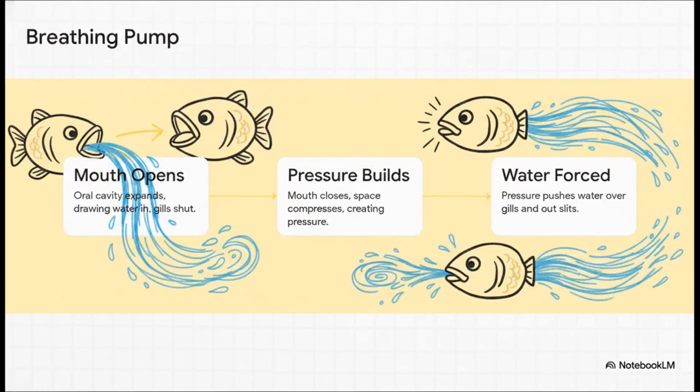Now, to keep this whole process going, the fish has to keep water moving constantly. Most fish use a two-part biological pumping system, the buccal and opercular pumps. Here's how it works. Step 1, the fish opens its mouth and expands its oral cavity, drawing water in while keeping the gill covers shut. Step 2, the mouth closes, the space compresses, and pressure builds up. Step 3, this pressure forces the water directly over the gills and out through the gill slits. They are actively swallowing water, pumping it through their heads every single second of their lives.